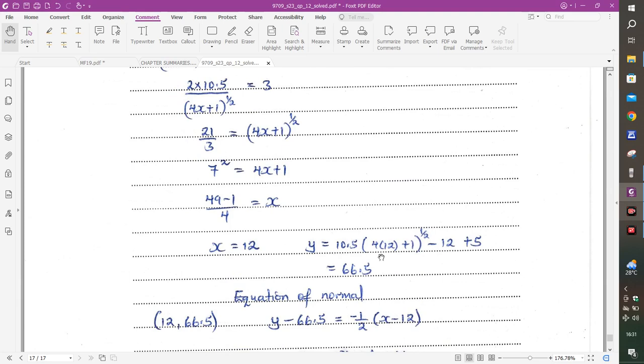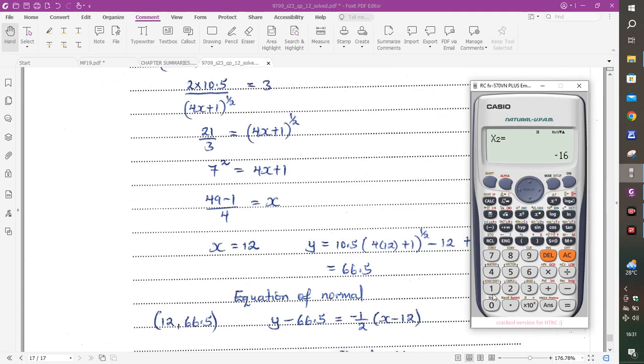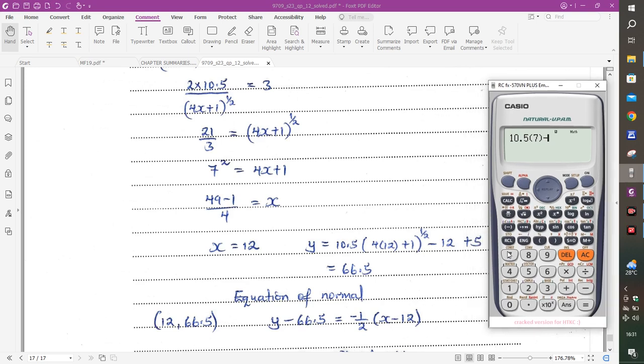Okay, so we can have 10.5. Let me take this one back to the normal modes. 10.5, then times 7. Okay, then minus negative 12 plus 5, that's minus 7, I think. Yes. And then this one will give us 66.5.